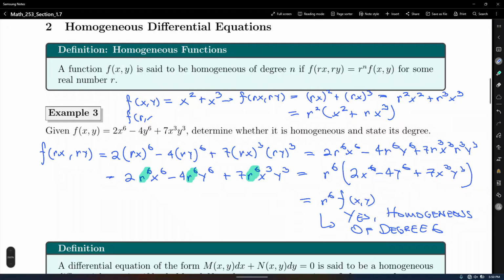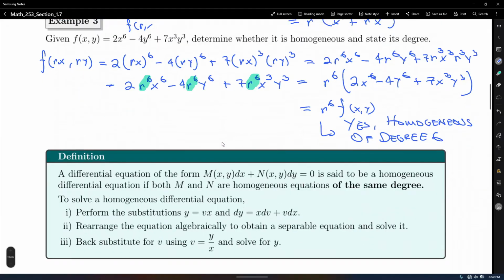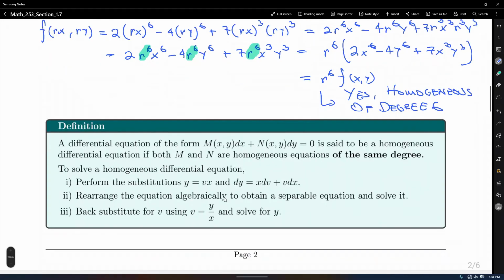Okay. Now here's the thing. Now let's get into the homogeneous differential equation. A differential equation of the form m, which is a function of x and y, times the differential dx, plus n, another function of x and y, times the differential dy, equals 0, is said to be a homogeneous differential equation. However, be careful: both m and n have to be homogeneous functions, and they have to be of the same degree. Otherwise, the method is not going to work. All right? So, now here are the steps to solve such a kind of equation.